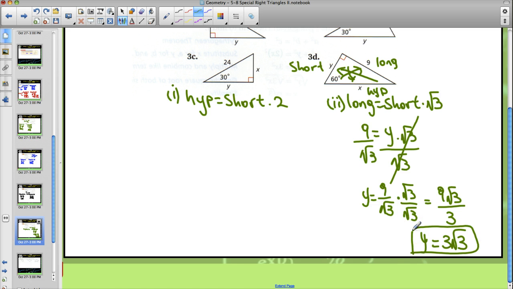If y is 3 radical 3, then we can write the following. Hypotenuse in this case is x. My short leg, which is y, is equal to 3 radical 3. And the whole thing is multiplied by 2. So if I look at the whole numbers, I could say that x is equal to 2 times 3 radical 3. I write a 2 at the front. 2 times 3 is equal to 6. So my answer is 6 radical 3.